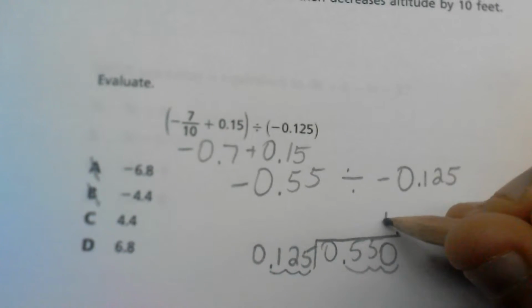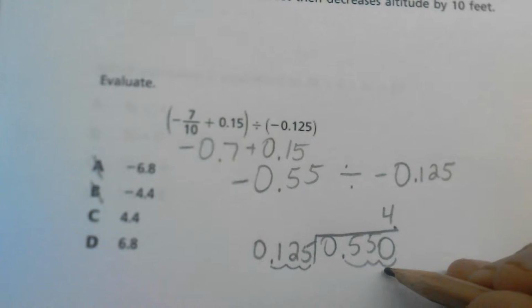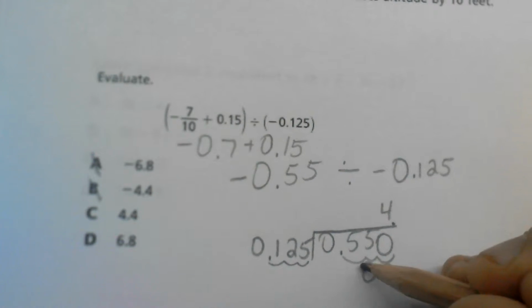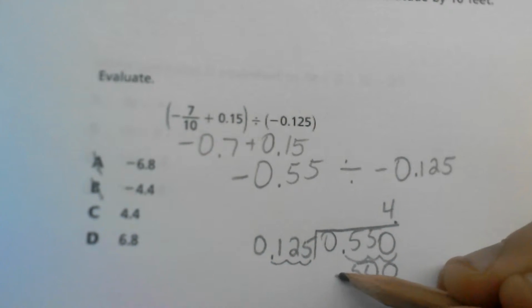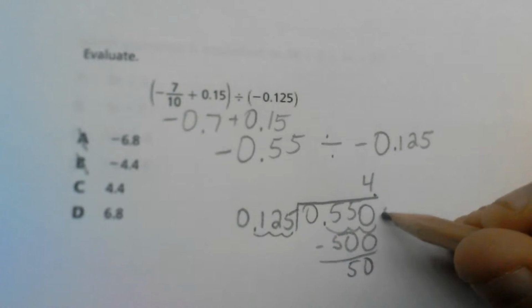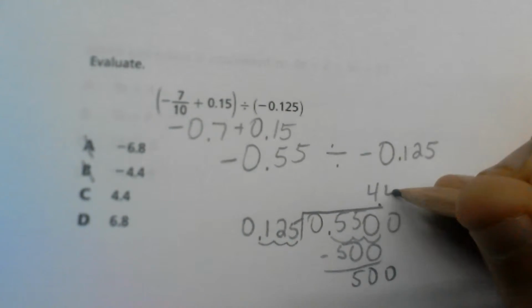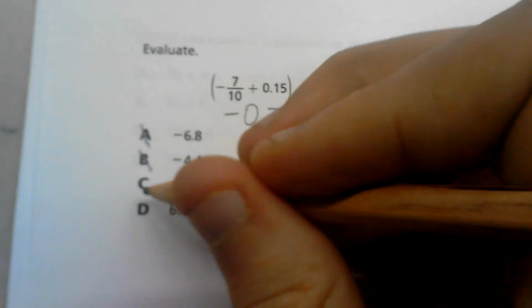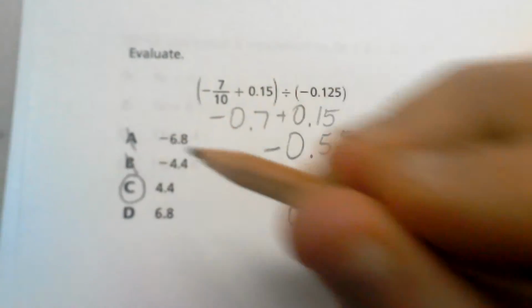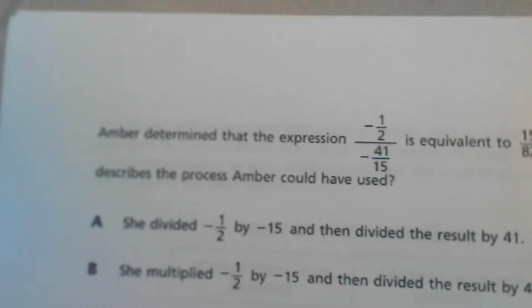4 times 125 would be 500. And we are left with 50. And if I actually did this again, adding on another 0, that would be another 500. That would be another 4. So I know my answer has to be choice C, which is my positive 4.4. Okay. Going on to a couple more. See what problems we have here.